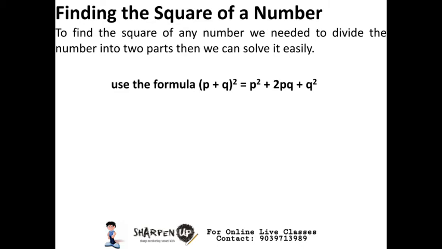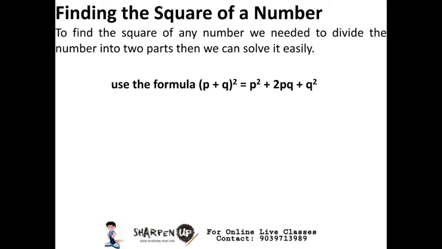Finding the square of a number. Basically, how do we find the square of a number? By multiplying a number by itself, we find its square. But instead of multiplying a number by itself, we have another method of finding a square. We can use a formula. For this, we have to divide a number using a plus or minus sign, and then we can use this formula. What is this formula?